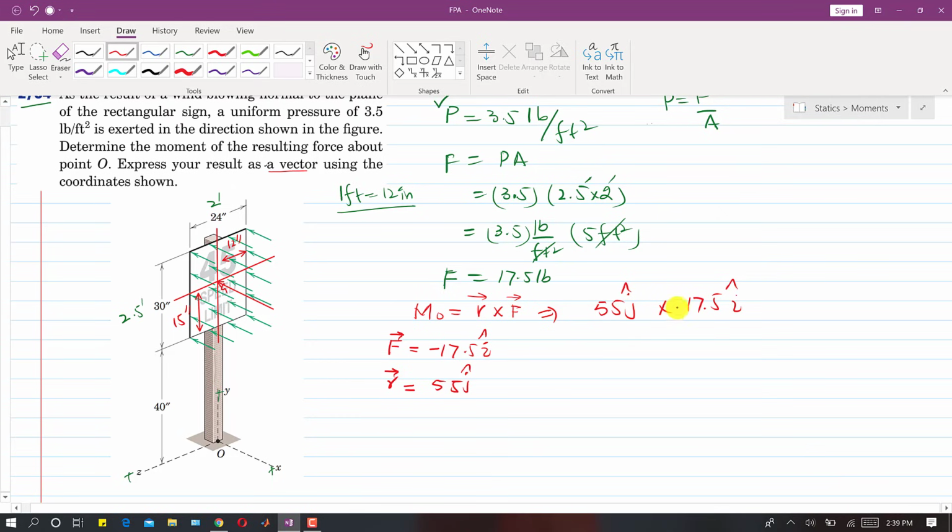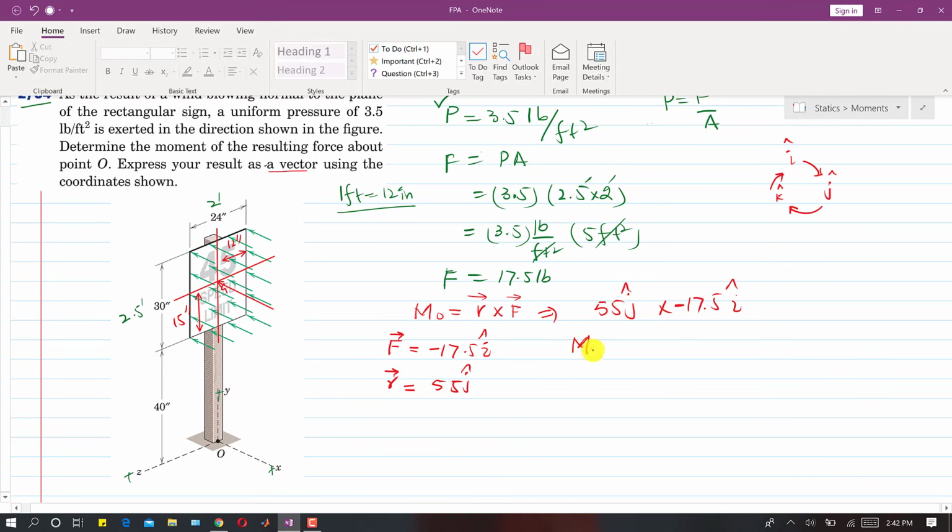And this is minus sign. So now when we take the cross product of this, it will be 55 into minus 17.5, so this will be equal to 962.5. And here I have drawn this. So when we multiply I cross J in this direction, it will be equal to positive K, right? And if we multiply in this direction, J cross I, it will be equal to minus K, right?